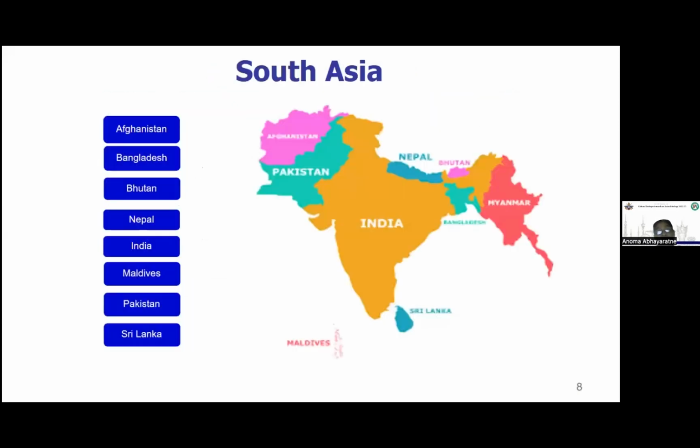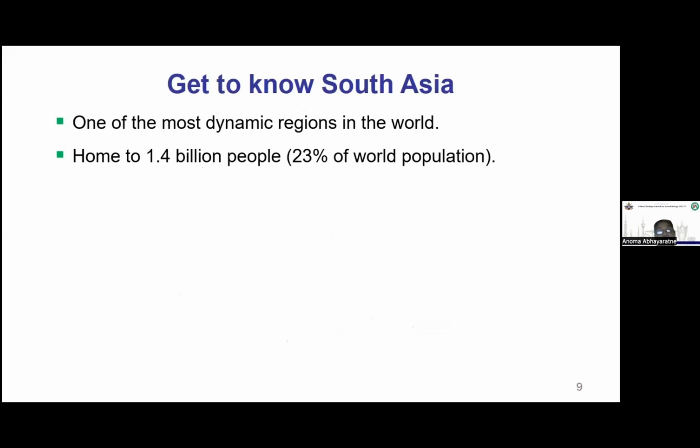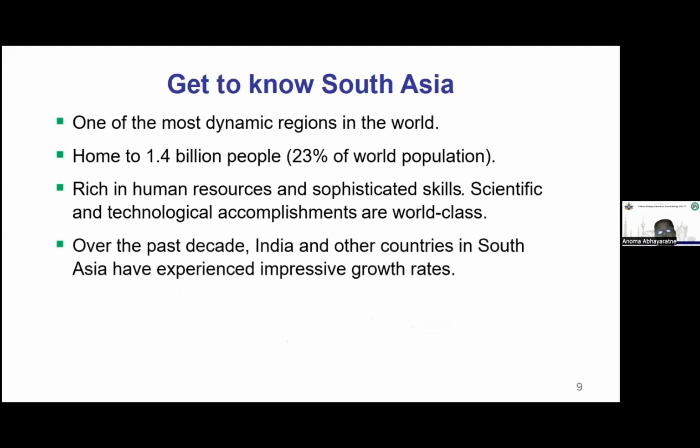This is South Asia. There are 8 countries: Afghanistan, Pakistan, Nepal, Bhutan, Bangladesh, India, Sri Lanka, and Maldives. South Asia is considered one of the most dynamic regions in the world. During the last decade, the growth rates of India, Bangladesh, and Pakistan were impressive. At a time, they have reached growth rates above 8%.